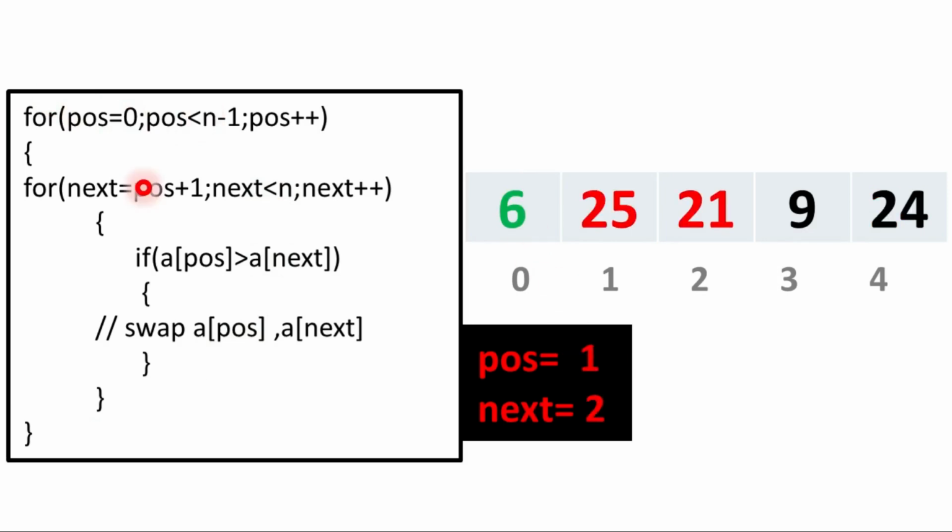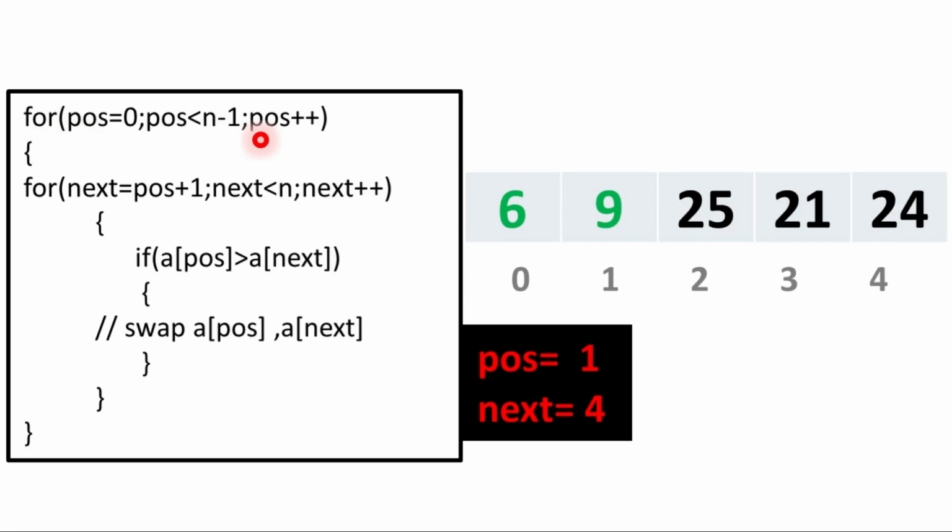Now position is 1. I hope you got the point. Next is now 2, 25 is compared with 21. That means a of 1 is compared with a of 2. Since the condition is true, you get inside and swapping takes place. And this goes on. Next is again incremented to 3, 21 is compared with 9. Swapping takes place. And then next is incremented to 4, 9 is compared with 24. Swapping is not required. Second iteration is completed. Afterwards, next will be incremented to 5. 5 is not less than 5. You will get back to position again.